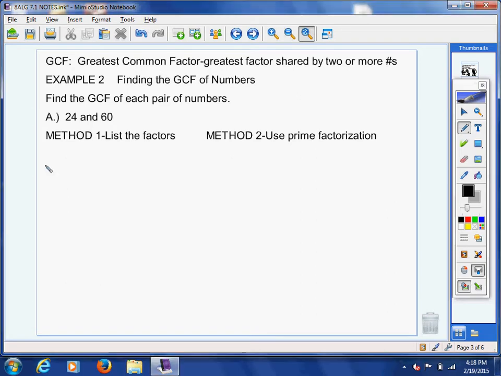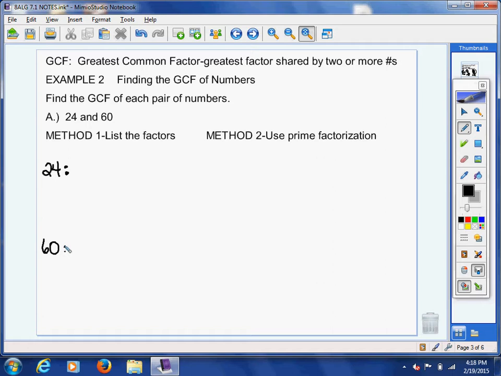So let's first put both 24 and 60. Let's write those down, okay? I'm going to give a little space in case we have to write out some numbers, long columns of numbers. Method 1, we're going to list the factors. A factor is just any number that, when multiplied by another number, gives you the given number. So our given number is 24. We want to write factors of 24.